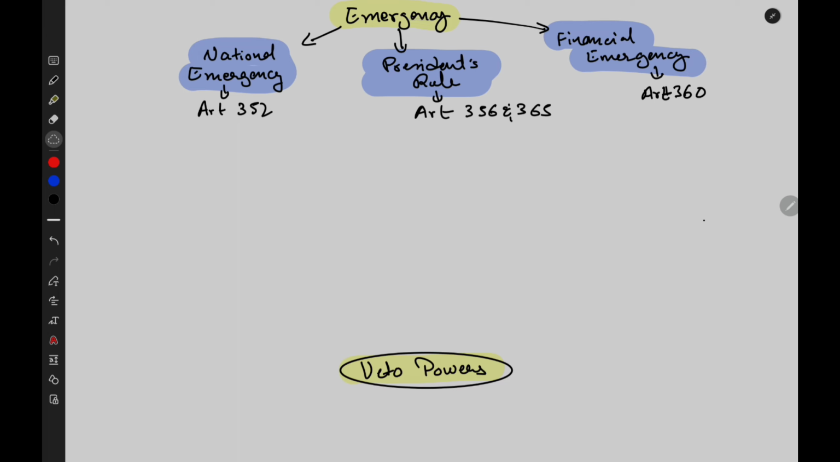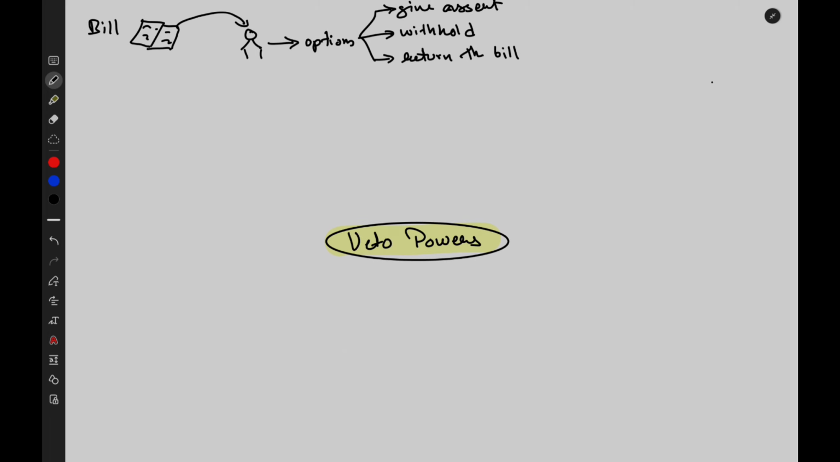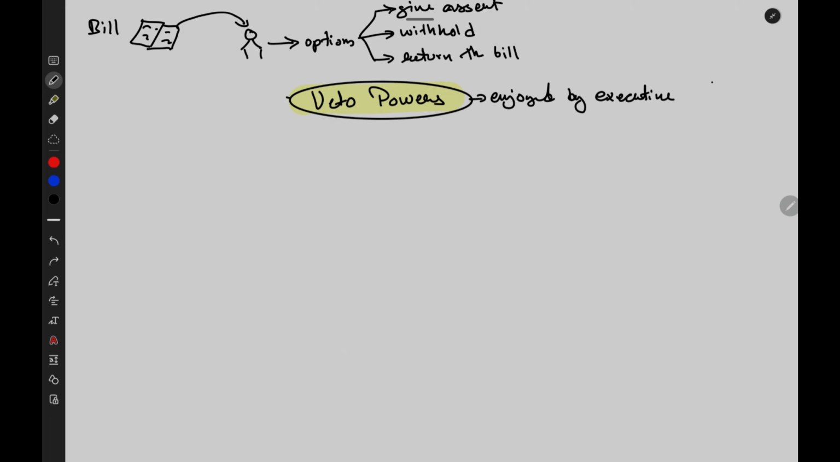So when the government introduces a bill in the house, it goes to the president for approval. In that case, the president has the following options: giving assent to the bill, withhold the bill, or return the bill for the reconsideration of the house. Even after the reconsideration, if the bill is passed, then the president has to give the assent.